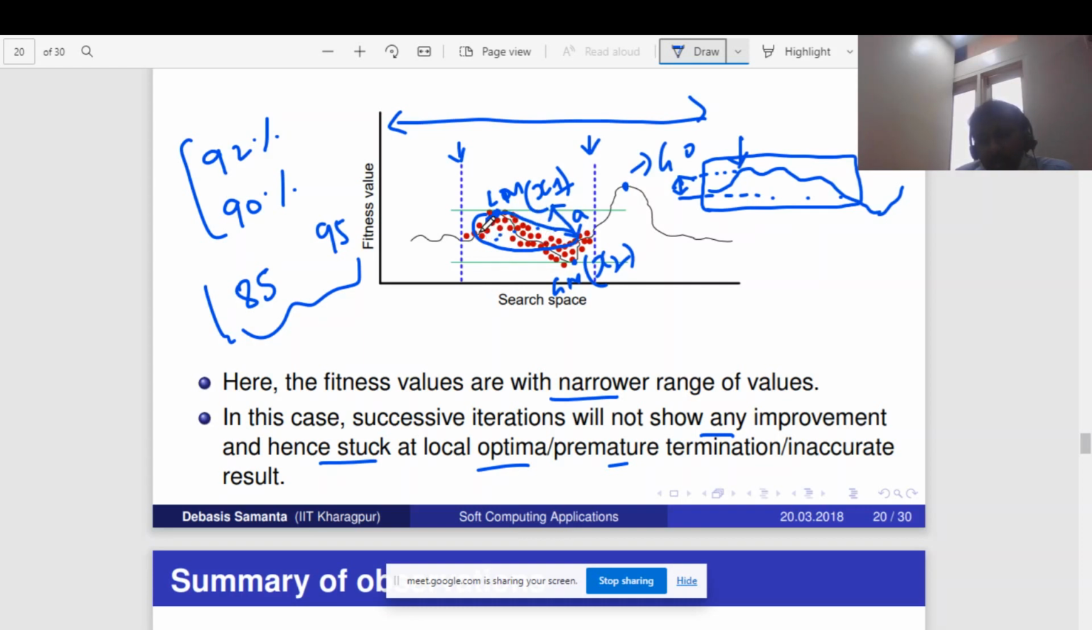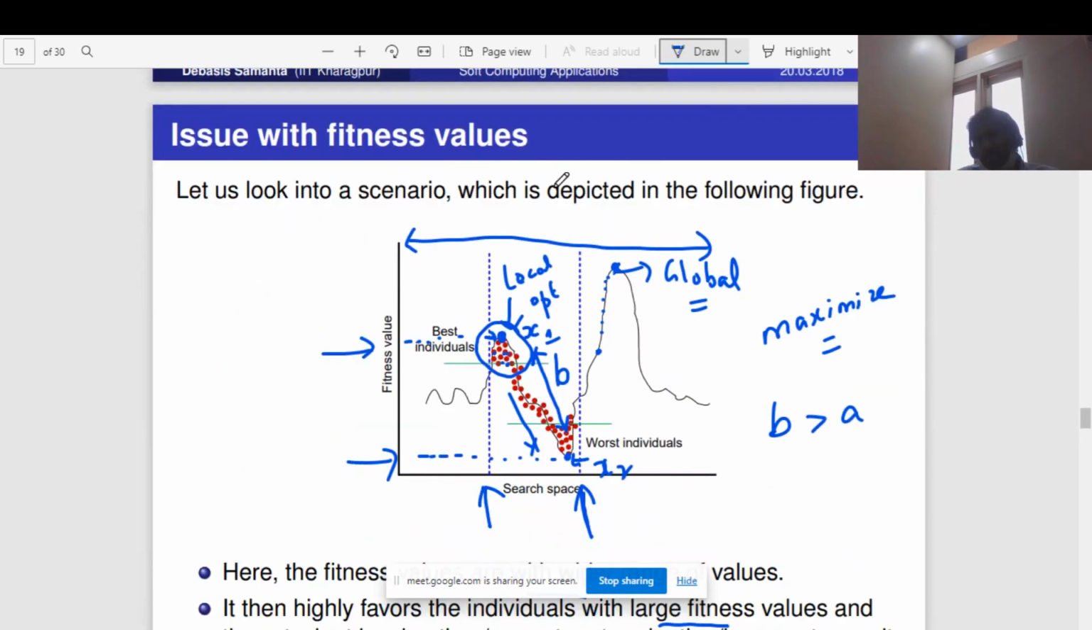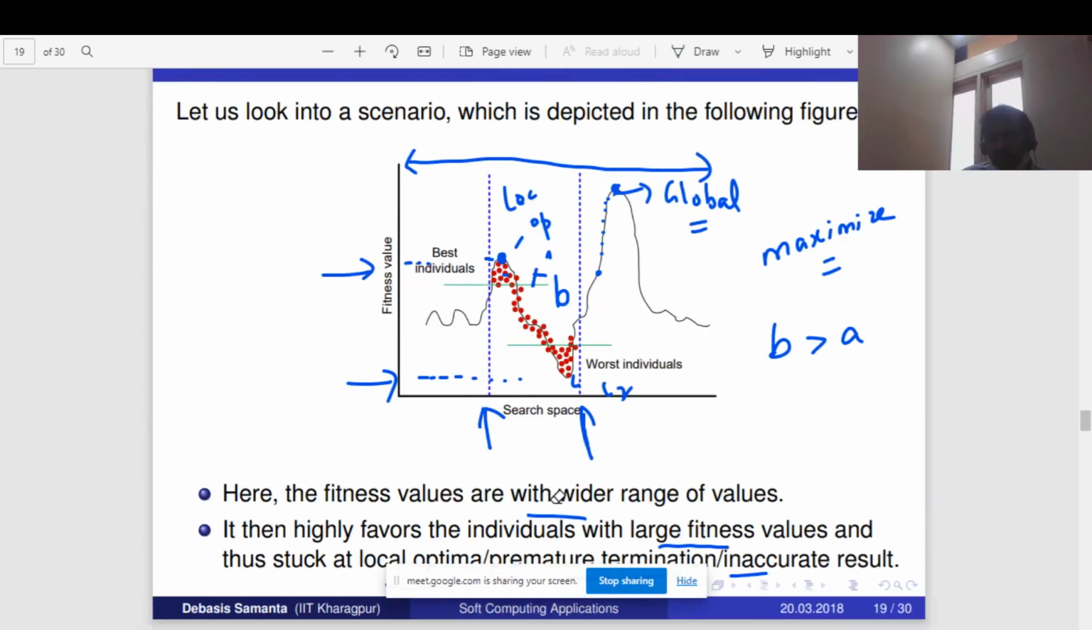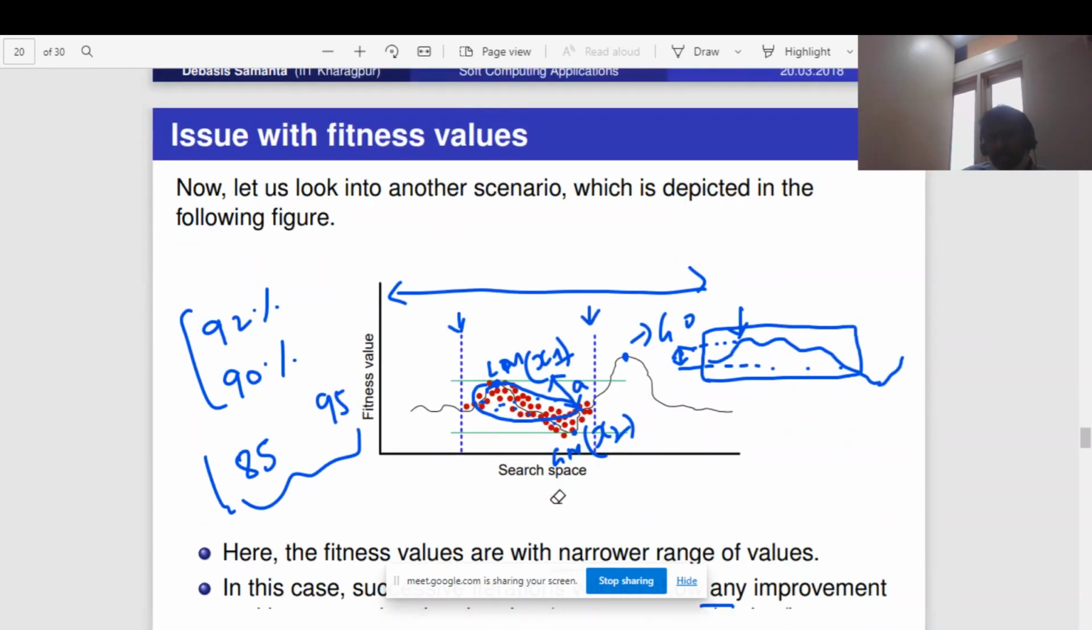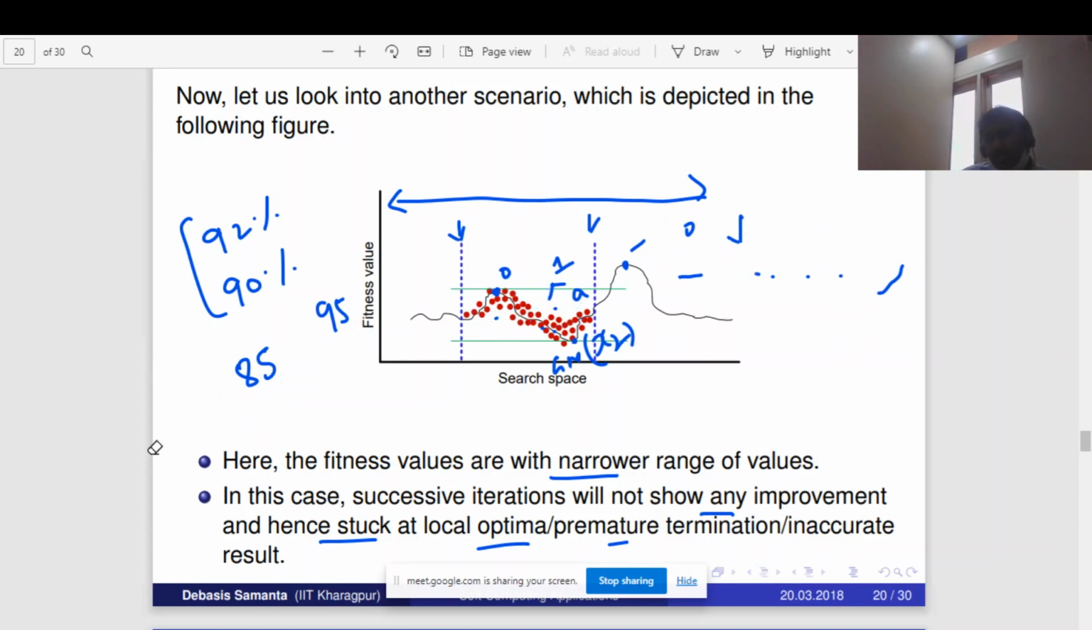So every time, in this range the individuals will be selected, and the resultant offspring will also be in the same range, and hence it won't move further. So actually the problem in both cases is that the algorithm gets stuck in a small search space. In this search space it got stuck, and here in this search space it got stuck. So the question is, is there any way we can make the algorithm come out of this, so that it can move towards the global optimal solution?